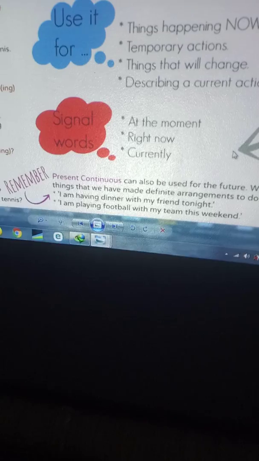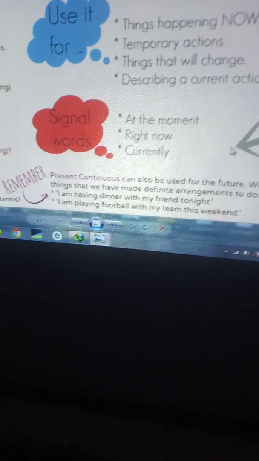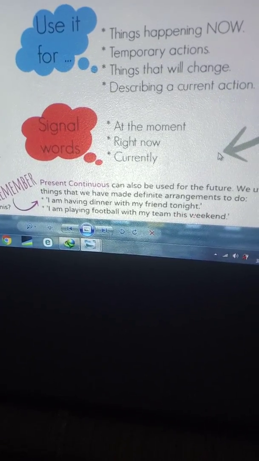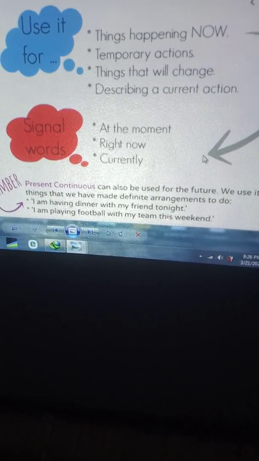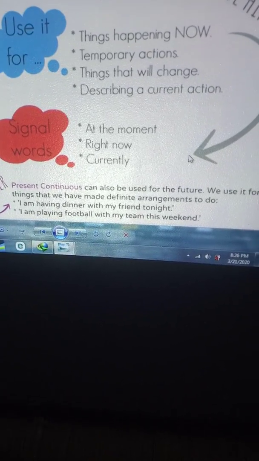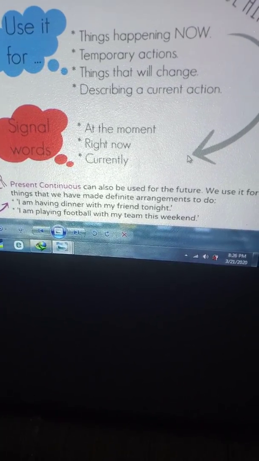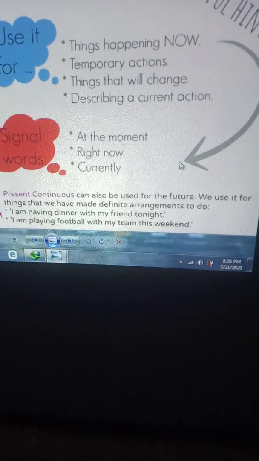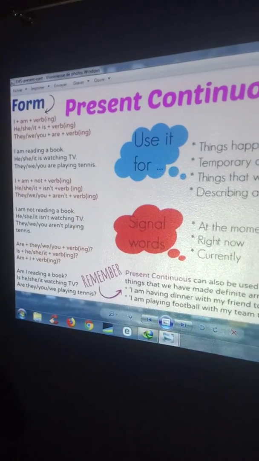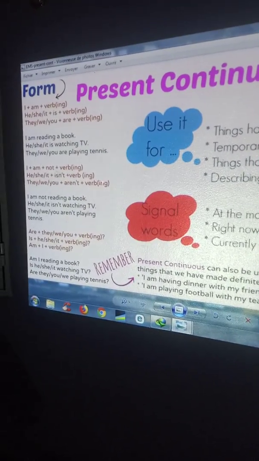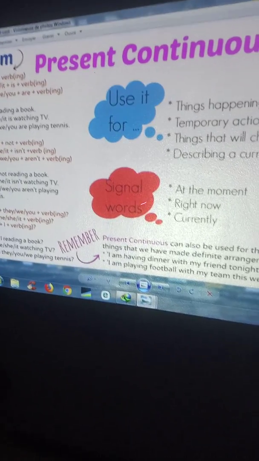Another example is: I am playing football with my team this weekend. So I said this when? I said this on Monday, and the weekend is in the future. There are still four days to come to the weekend. So we also use the present continuous when we have made a definite arrangement, definite plans, so we are sure about it. So again, I explained to you the form of the present continuous, uses for it, and signal words.